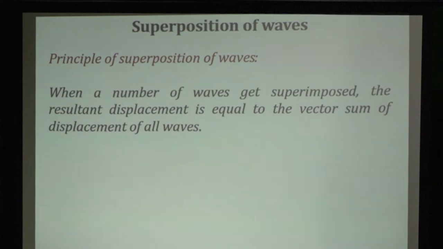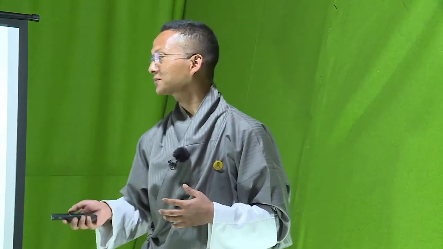So let us look at the principle of superposition of waves. It says when a number of waves get superimposed, the resultant displacement is equal to the vector sum of displacement of all waves. It is like if I give you 10 newton and 20 newton, the total amount that you will receive is 30 newton. Similarly, if there are two or more waves traveling together, the amplitude of resultant wave will be the sum of the individual waves.